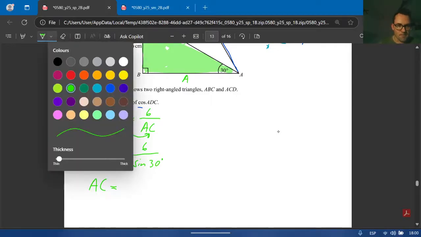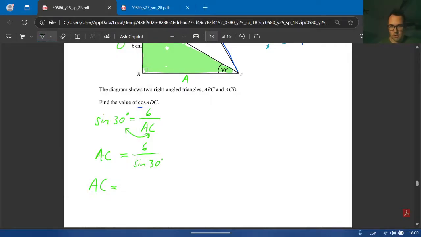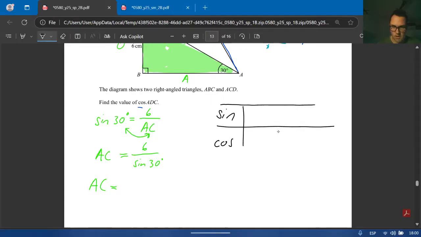So let's draw a little table, if we got sin and cos. There's a few angles you need to know: 0 degrees, 30 degrees, 45 degrees, 60 degrees, and 90 degrees. Those we need to know the values of without a calculator.